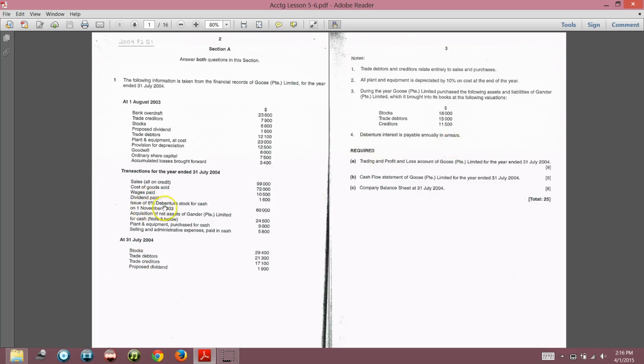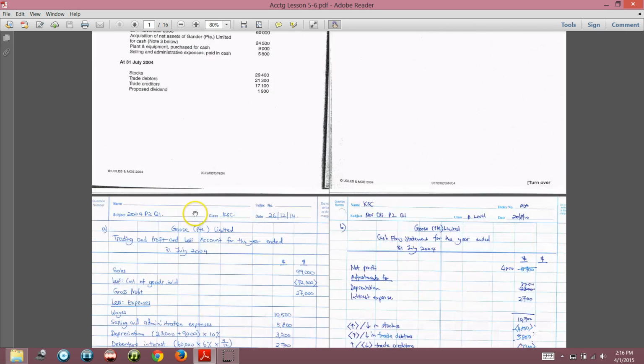So here, issue of 6% debenture stock for cash on 1 November 2003. Okay, so that means the debenture interest will be paid at the end of the year. That's what the question says here. Payable annually in arrears will be paid on 31st October 2004. So that means at 31 July 2004, the debenture interest is not paid yet. But we have to take it up. We have to accrue for it in our profit and loss account, the debenture interest as an expense.